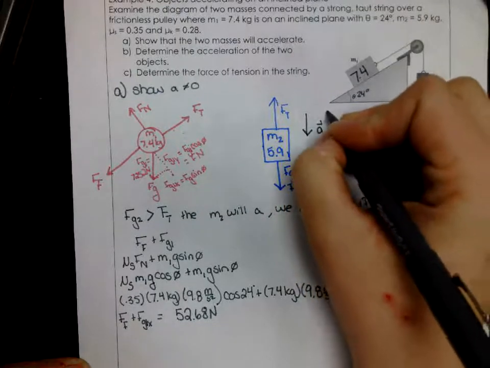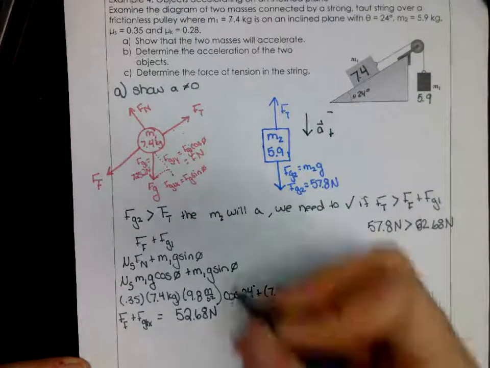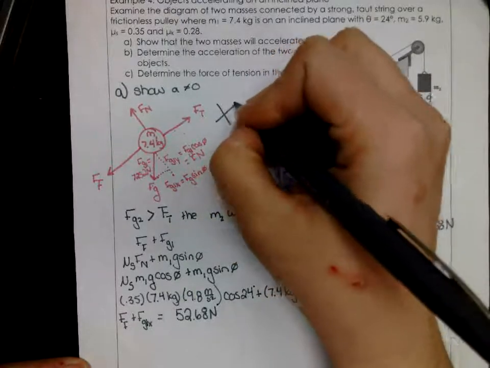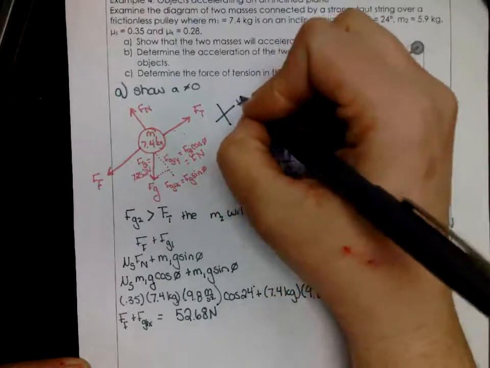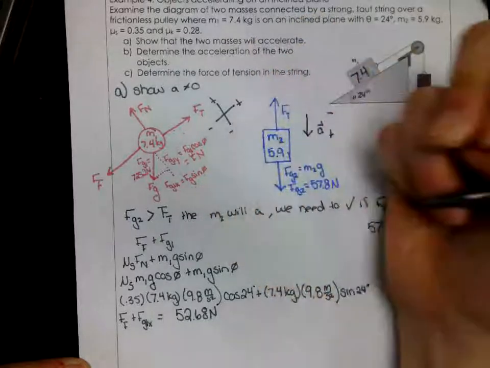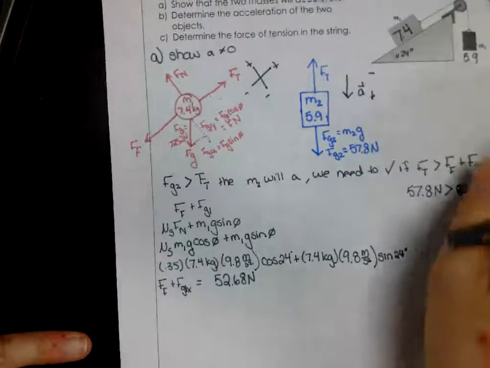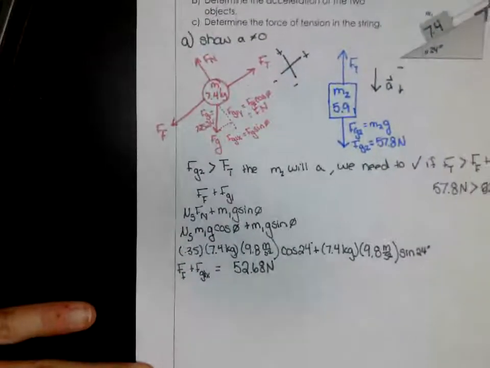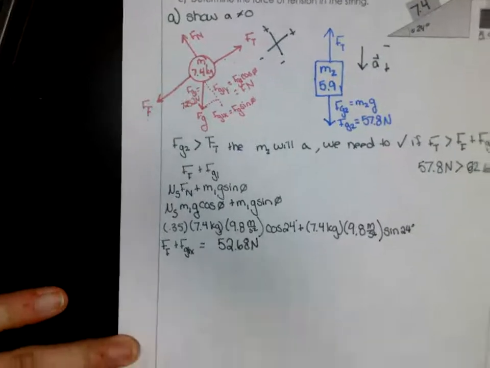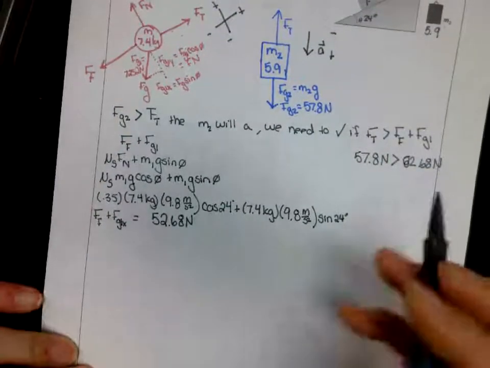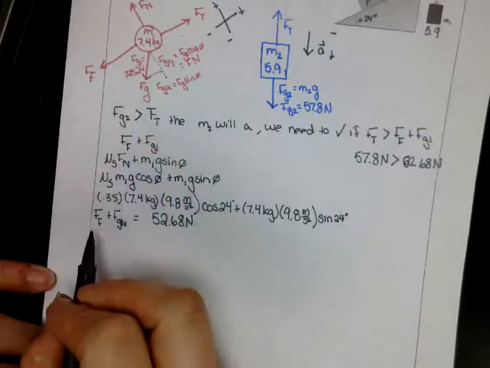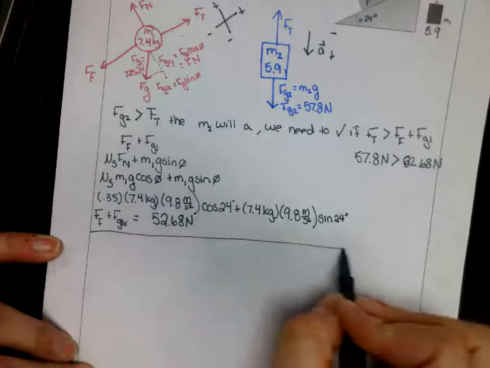I'm going to choose positive and negative to make my life a little easier. This one's going to accelerate up. I'm going to choose positive and negative. Now we need to determine the acceleration of the two objects. Because the masses are accelerating, we're going to switch to the coefficient of kinetic friction. And I'm going to start out over here. So I'm on part B now.